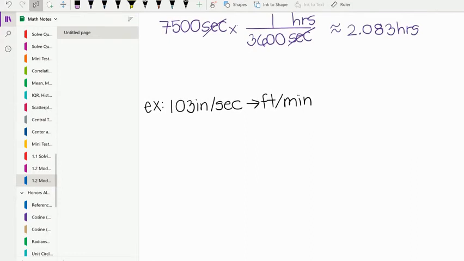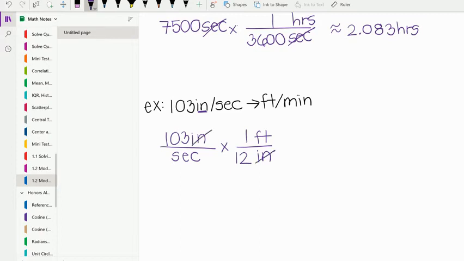All right, so now we're moving up to a little bit more advanced. The reason why this is more advanced is because you have to convert inches to feet and seconds to minutes. So it's called a double conversion. So I'm going to write out what I have. So I have 103 inches over seconds. I'm going to deal with the inches first. I want the inches to be feet, so I'm going to put feet on the top and inches on the bottom. And then you have to ask yourself, what do we know about inches and feet? We know that 1 foot is 12 inches. All right, so that takes care of the inches.